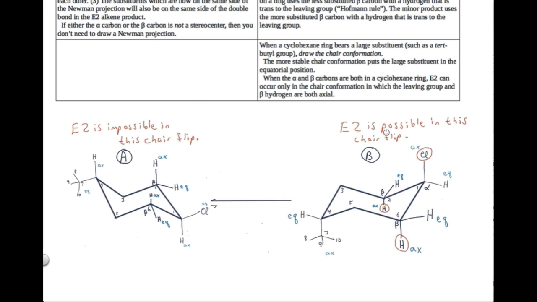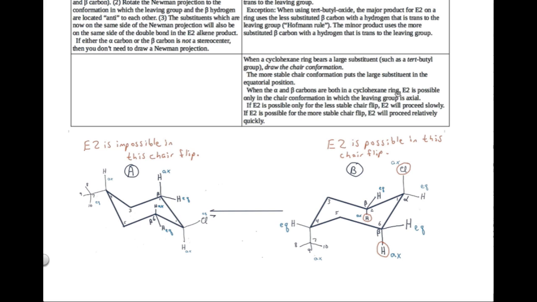If E2 is only possible for the less stable chair flip, that means that the E2 reaction will proceed very slowly. If E2 is possible for the more stable chair flip, that means that the E2 reaction will proceed more quickly. I've updated the guideline here a little bit to be a little bit more specific. Decide which chair flip is more stable. That's the one that puts the large substituent in the equatorial position. Determine which chair flip makes E2 possible. That's the one where the leaving group is axial.